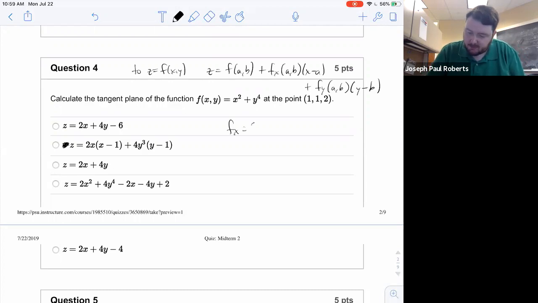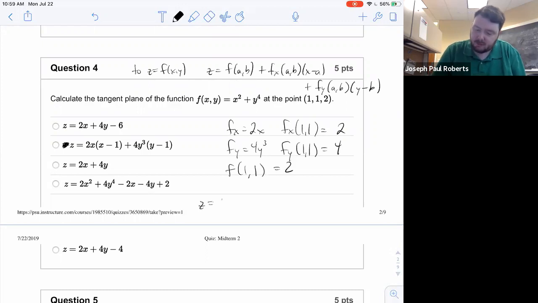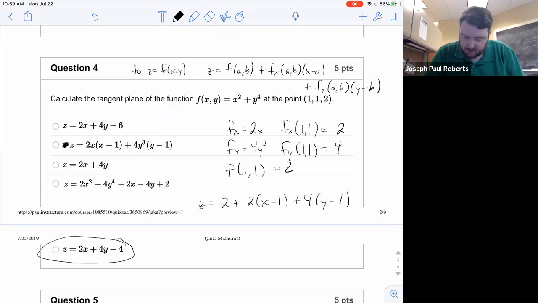So it looks like the x partial is 2x. The x partial at 1, 1 is 2. The y partial is 4y cubed. The y partial at 1, 1 is 4. And then f at 1, 1, we already tell you, is 2. So we should have z equals 2 plus 2 times x minus 1 plus 4 times y minus 1. And so what? Minus 2 minus 4 is minus 6. Plus 2 is minus 4. So you end up getting that.